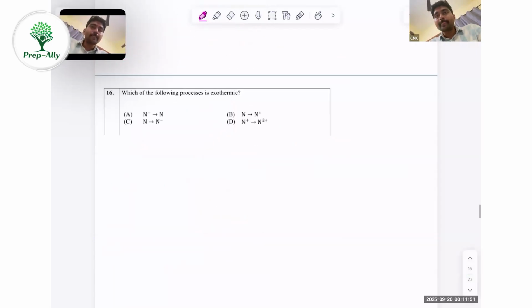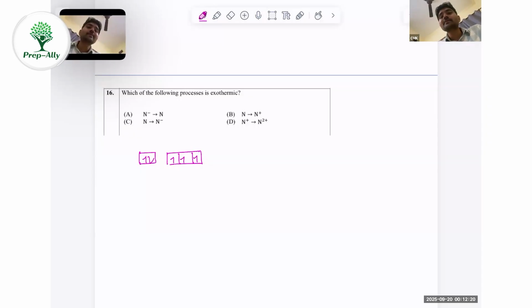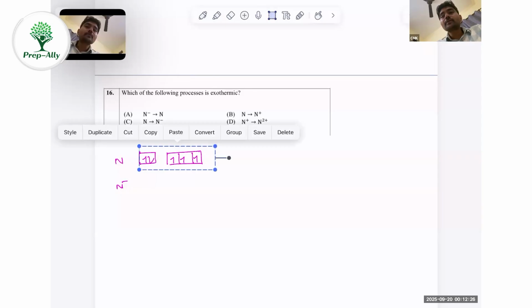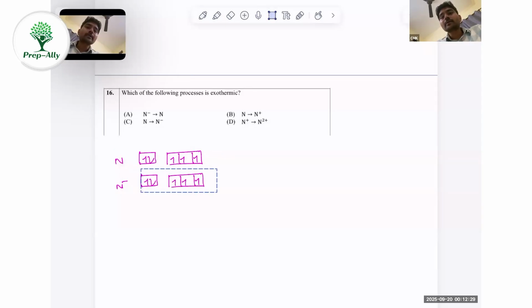The next question: which of the following processes is exothermic? Exothermic means energy is released during a process, whether that is a chemical reaction or a physical process. Nitrogen, with atomic number 7, has electronic configuration 2s2, 2p3: one lone pair and 3 single electrons. Now N minus means one more extra electron is there.